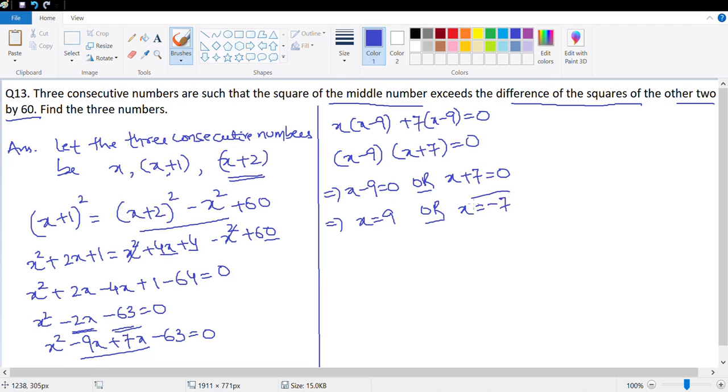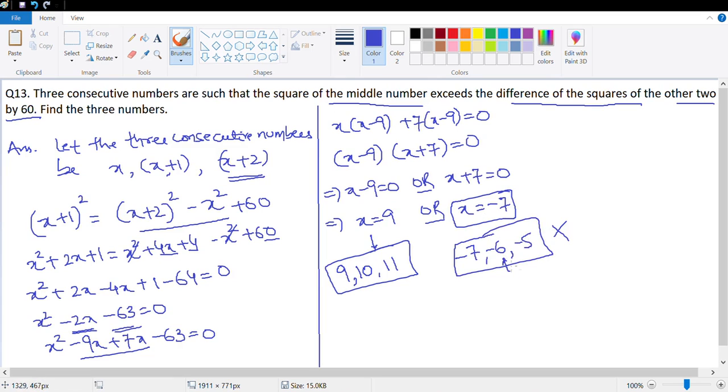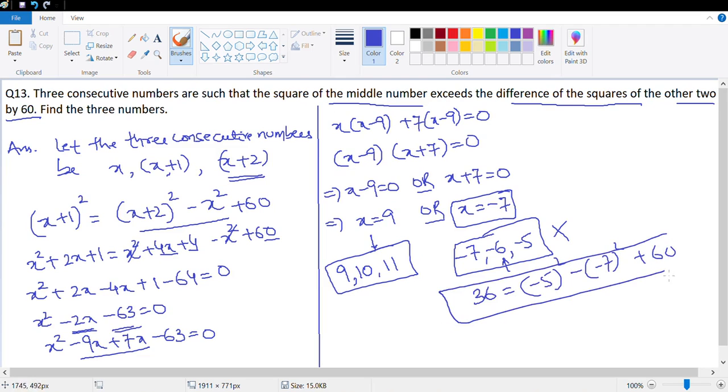Now, the numbers if x is equal to 9 would be 9, 10 and 11. If you look at negative 7, then we'll have negative 7, negative 6 and negative 5. But then this solution does not work out because the square of the middle number, 36, will not be equal to negative 5 square minus negative 7 square plus 60. This doesn't work out, which means therefore the numbers are 9, 10 and 11. Good, let's look at the next question.